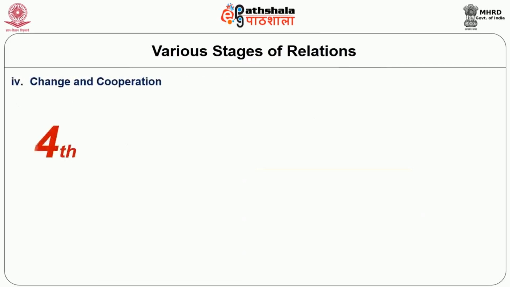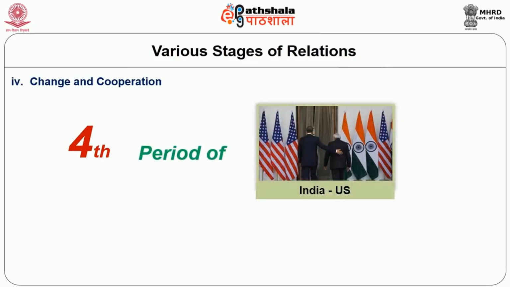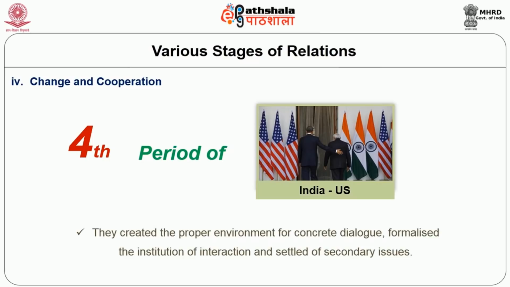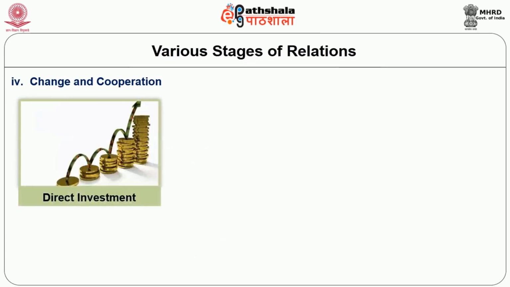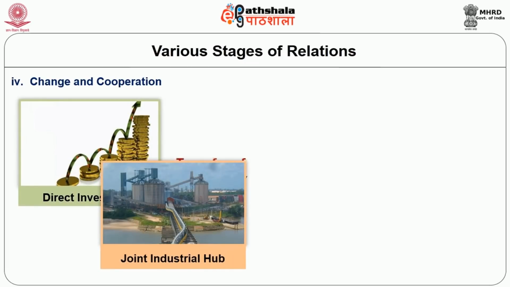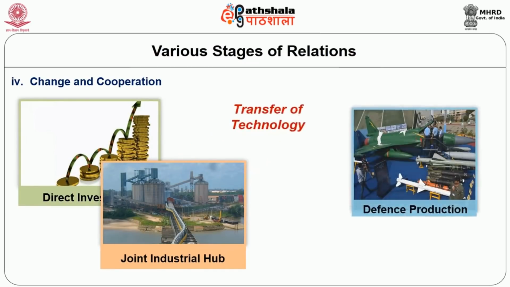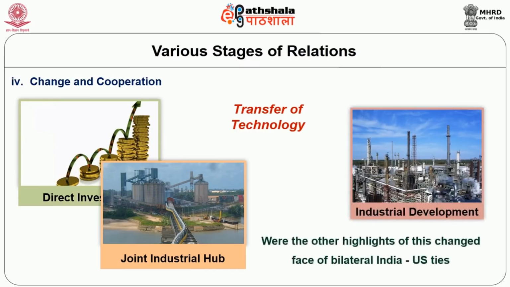Change and cooperation. The fourth period of India-US ties witnessed a somewhat brighter picture. It created the proper environment for concrete dialogue, formalized the institutions of interaction, and settled secondary issues. Direct investment and joint industrial hubs, and transfer of technology in both defense production and industrial development were the other highlights of this changed phase of bilateral India-US ties.